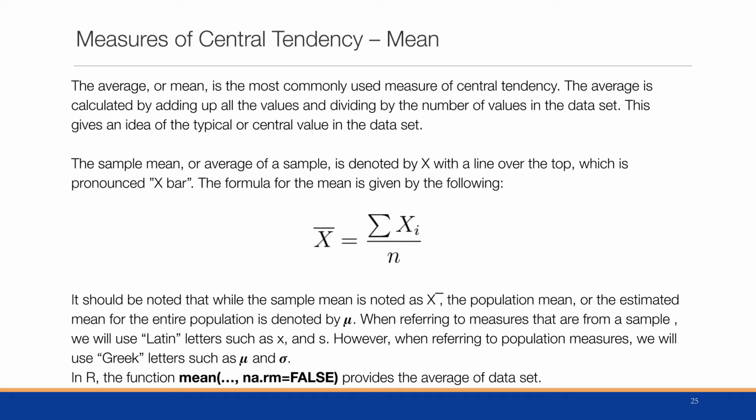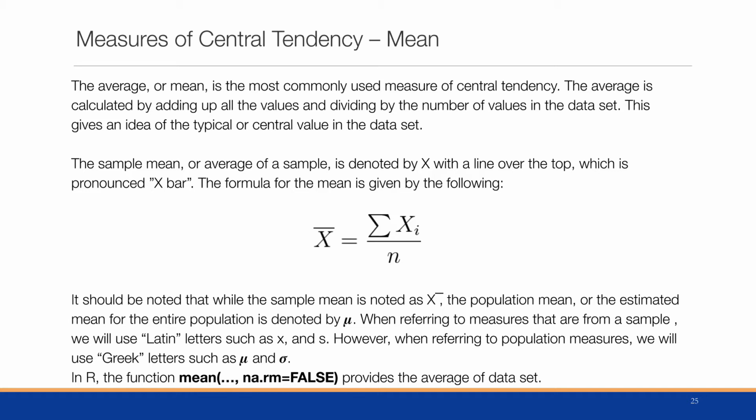Just something for notation: if we're using Latin letters like x, that's basically the sample statistic that we're looking for. So in this case, it's the sample mean. If we're looking for a population mean, that's going to be represented by the Greek letter mu. So when we refer to measures from a sample, we're going to use Latin letters, and when we refer to population statistics, we're going to use Greek letters.